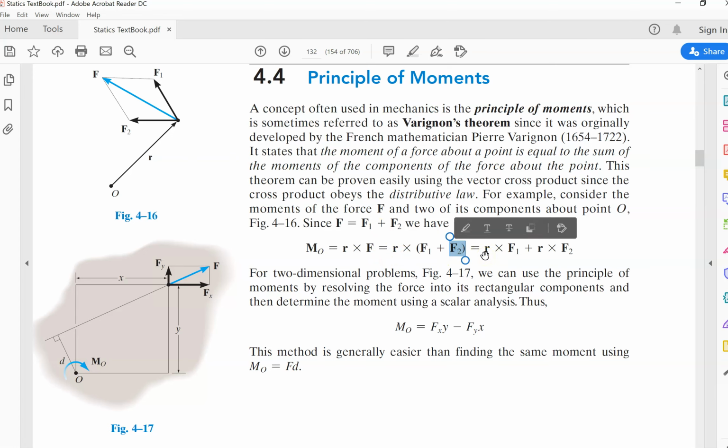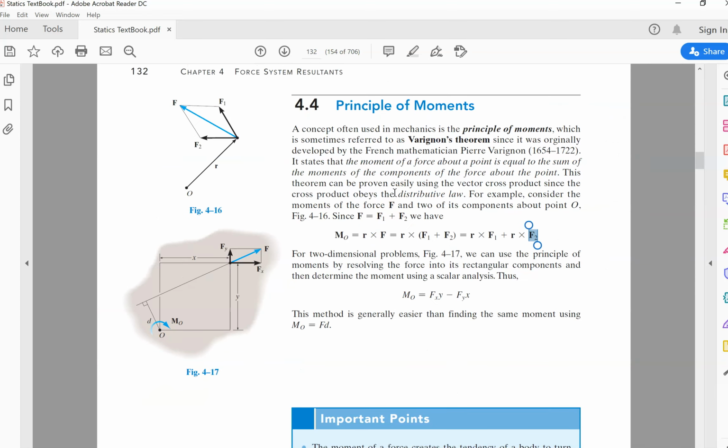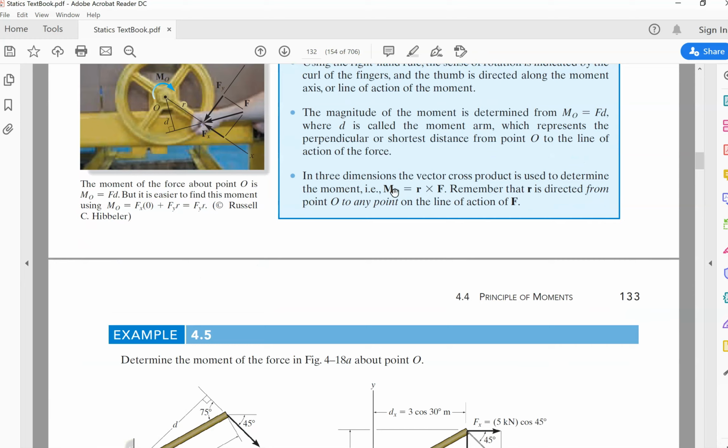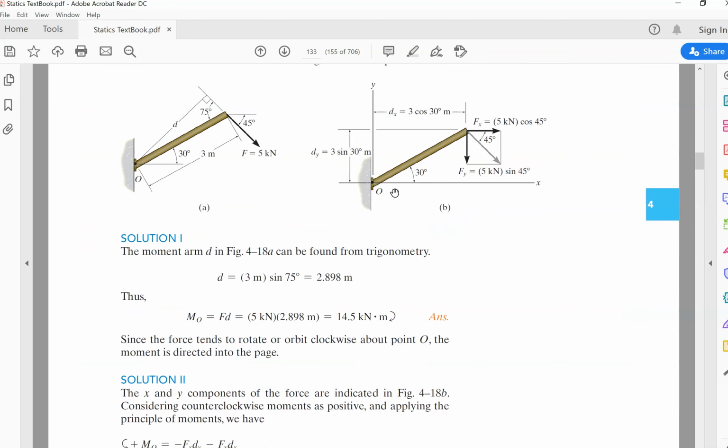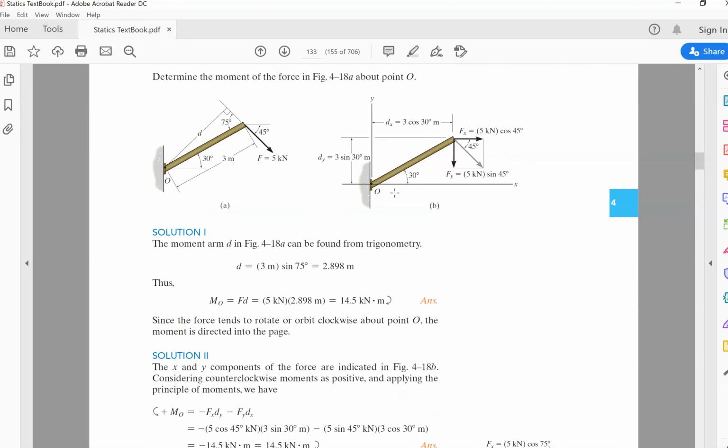You see, R cross F1 plus R cross F2 is equivalent to R cross F. So what is F? F is F1 plus F2. If I were you, I will always find the summation first and find the easiest way to solve. Always we want to do that, right? The shortcut method. So you can combine and then find the resultant.